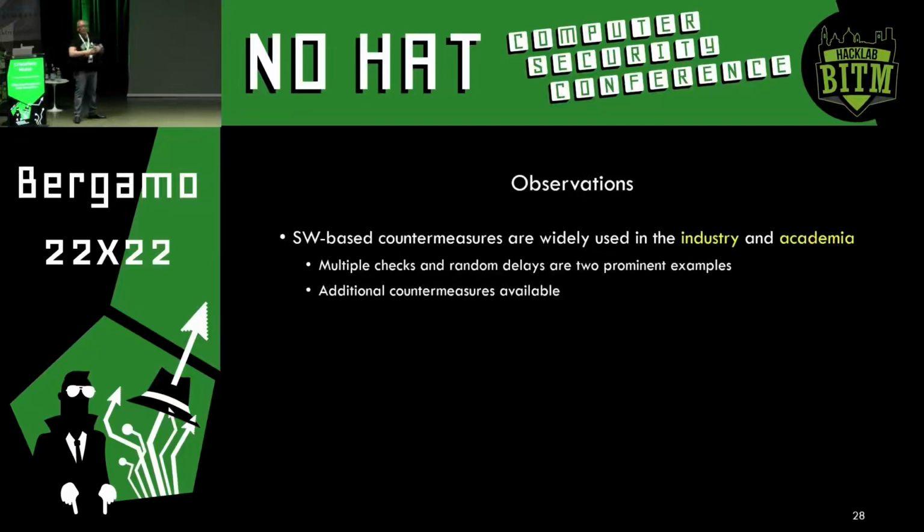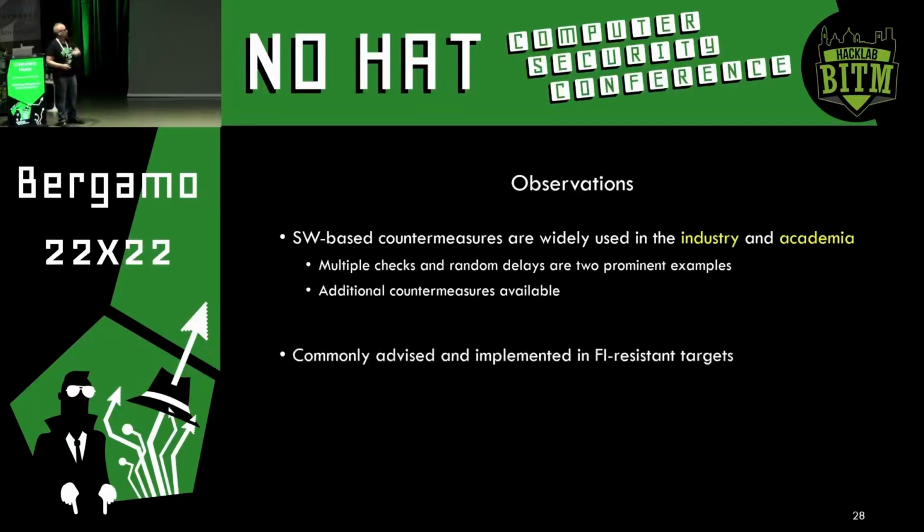And this is actually widely used in industry and academia. Nowadays, when you hear that, yes, we have implemented fault injection countermeasures, there are only 2 ways. Either you redo your hardware, or if you're lucky to have an FPGA, then probably you can reconfigure your hardware, but that is not the case usually. Or if you're doing it in software, this is what you're doing. Or many of the things that you're doing are probably similar to this. These are not the only ones, these are just 2 prominent examples. So this is commonly advised and implemented in FI-resistant targets.